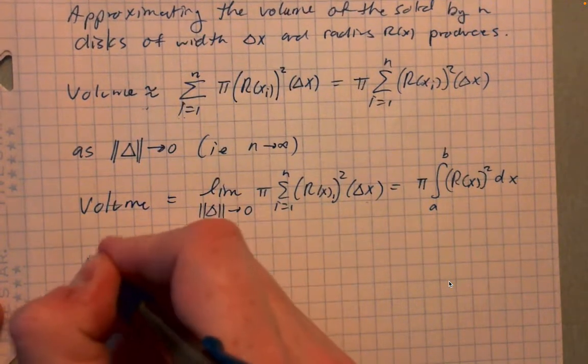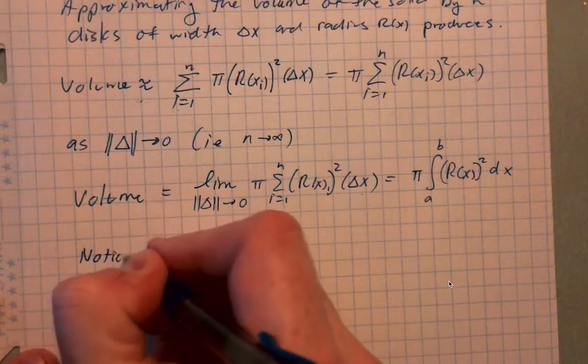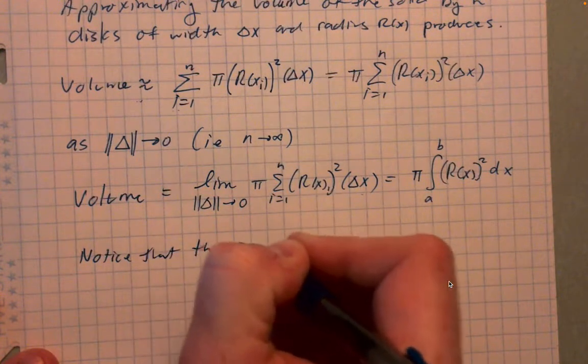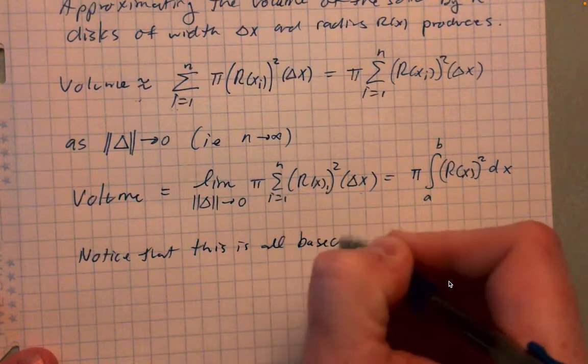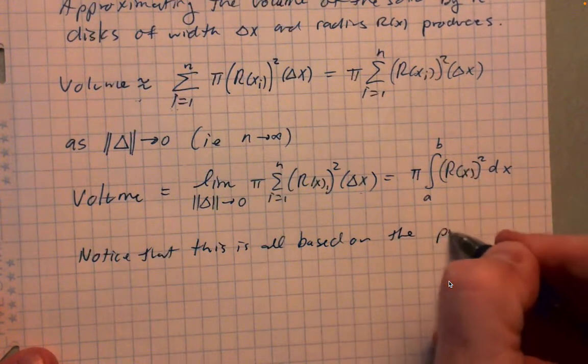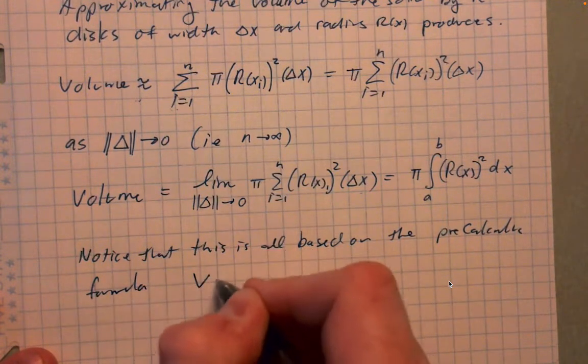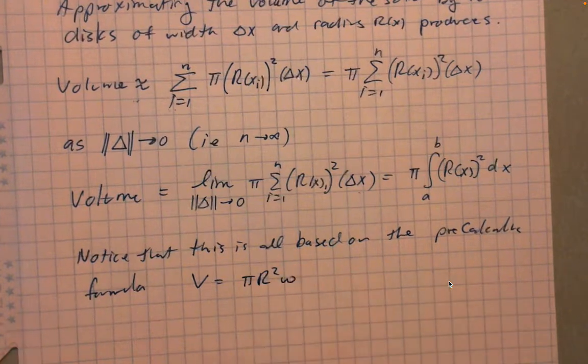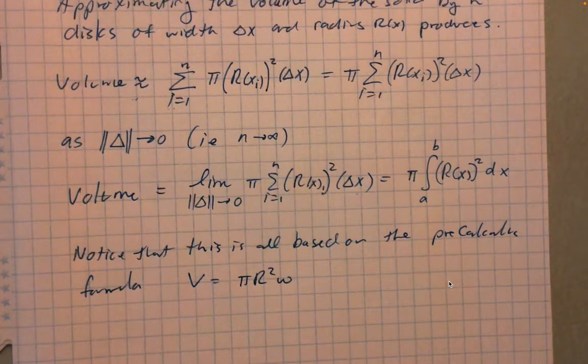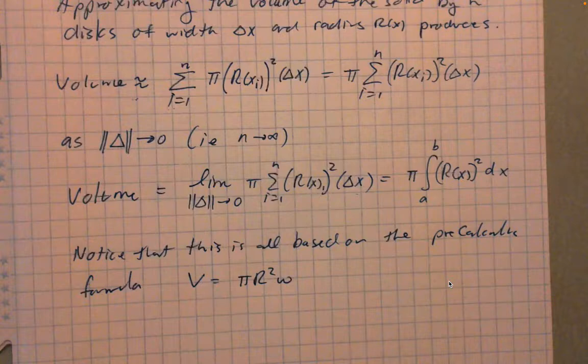So, just to notice that this is all based on the basically pre-calc formula: the volume equals pi r squared w. All right, so it's all just based on that simple volume of a cylinder or disk, and it's just been expanded to produce a formula for the volume of not just the disk now, but a general solid of revolution.